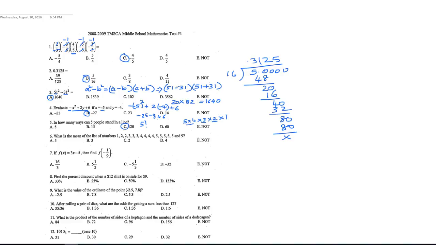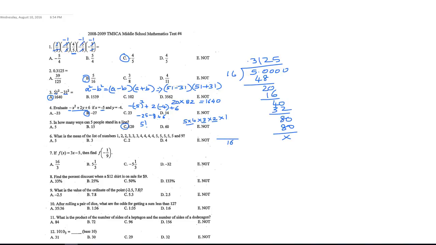Question number 6. What is the mean of the list of numbers given over here? So first of all, let's count the total number of numbers that we have. We have 1, 2, 3, 4, 5, 6, 7, 8, 9, 10, 11, 12, 13, 14, 15, and 16 numbers. So we need to add all of these numbers and divide by 16, which is the total number of numbers. So let's add these numbers.